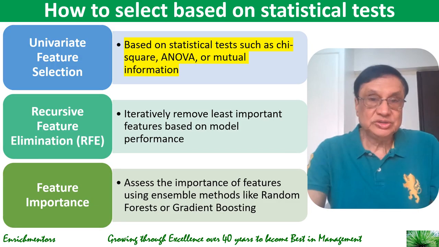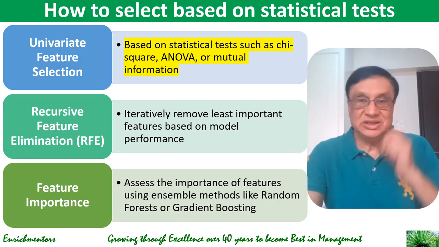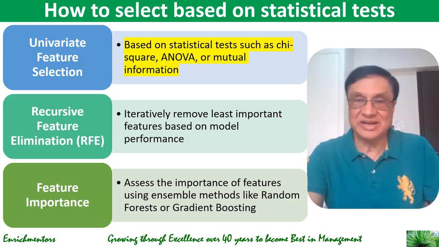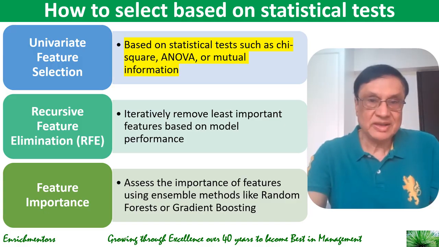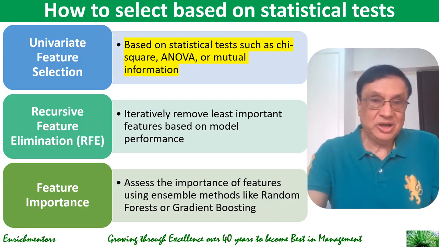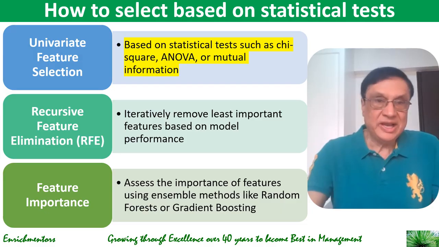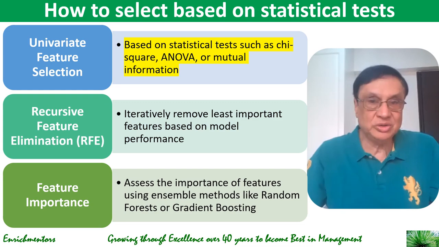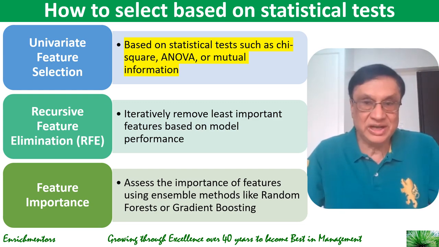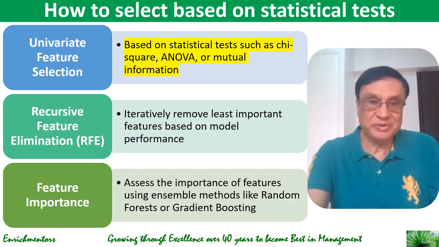Right. So now let's look at how to select the features based on statistical tests. There we will talk about how we can assess the relationship between each feature and the target variable using a statistical measure. And there we're going to talk about three techniques: chi-square, ANOVA, and mutual information. So let's take a look in a couple of slides as we go forward at how to do that.